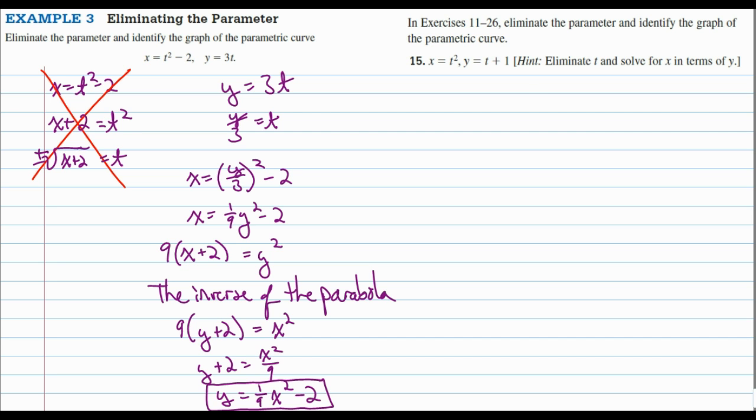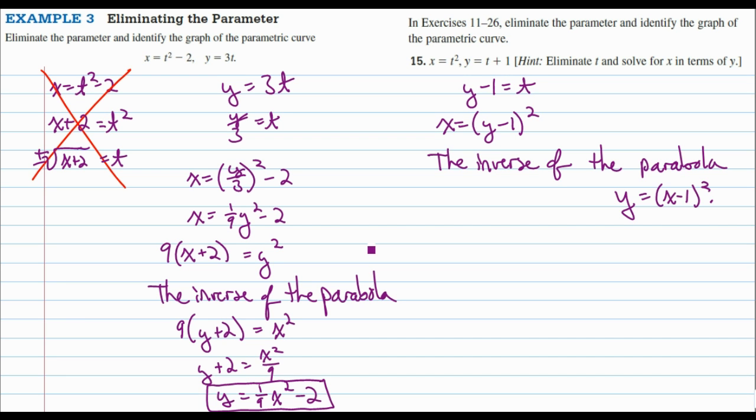No problem. So y equals t plus 1 means that y minus 1 equals t. So I can say that x equals (y minus 1) squared. So this parametric equation can be identified as the inverse of the parabola y equals (x minus 1) squared.